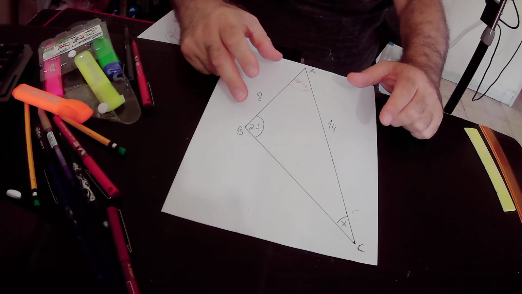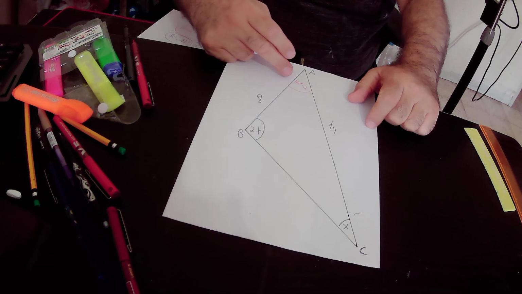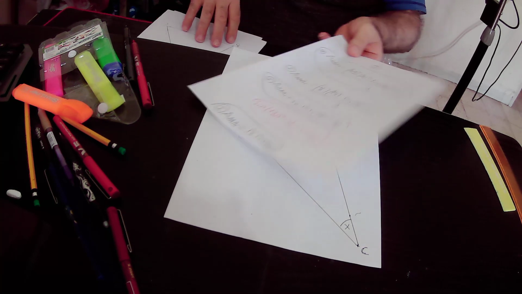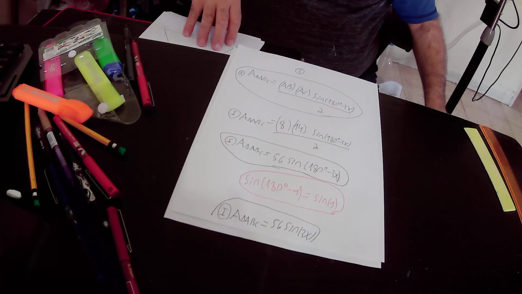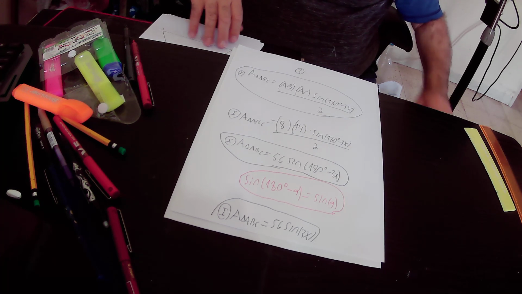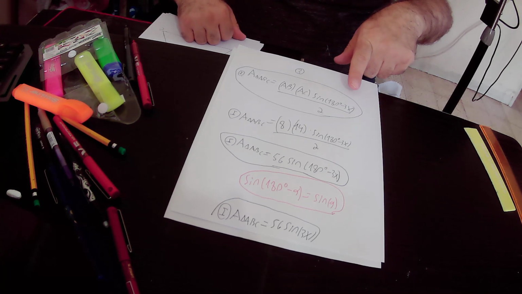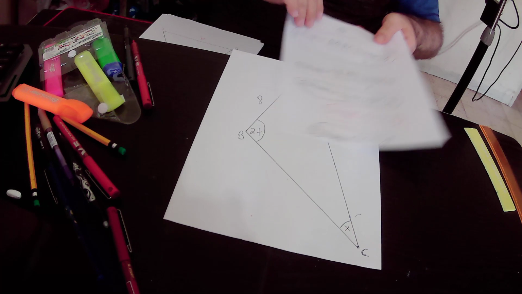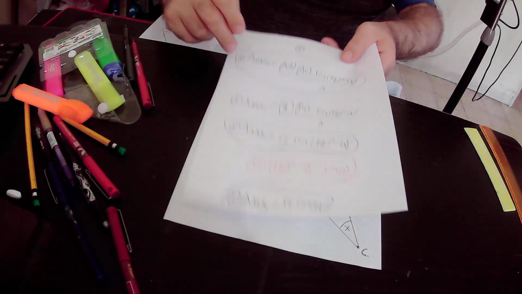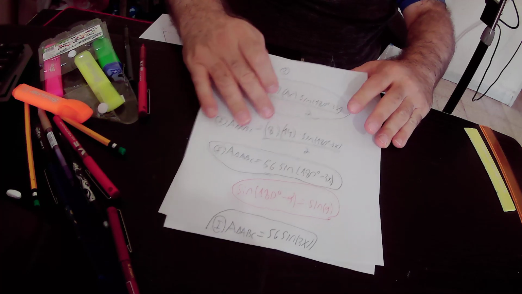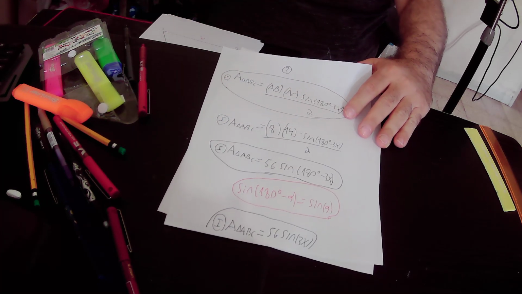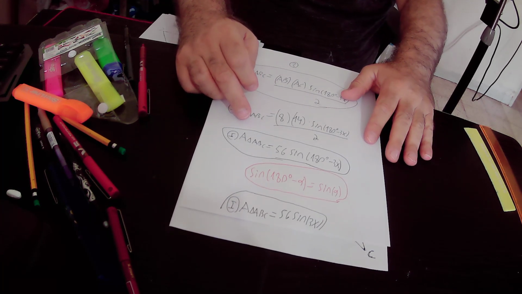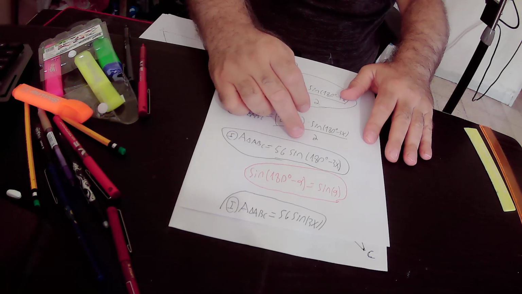So the area of triangle ABC will be equal to AB times AC times sine of (180 degrees minus 3x) over 2. But we know that AB equals 8 units and AC equals 14 units. So we got this equality that the area of triangle ABC equals 56 times sine of (180 degrees minus 3x).